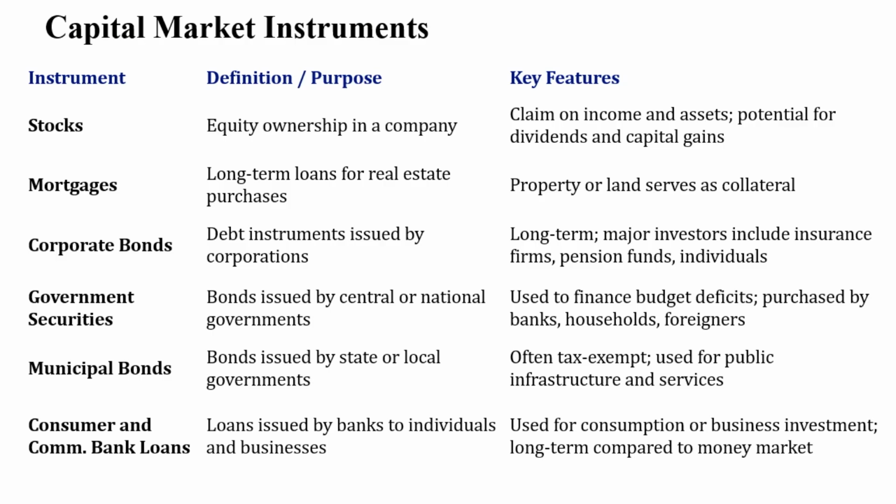I have listed each of the commonly and widely used instruments in the capital markets. Let us start with them one by one. Number one, stocks, which I already mentioned. Stocks represent equity ownership in a company. When you purchase a stock, you essentially become a part owner of that company. Investors can earn returns through dividends and capital gains. Stocks carry higher risk but also higher potential returns compared to debt instruments.